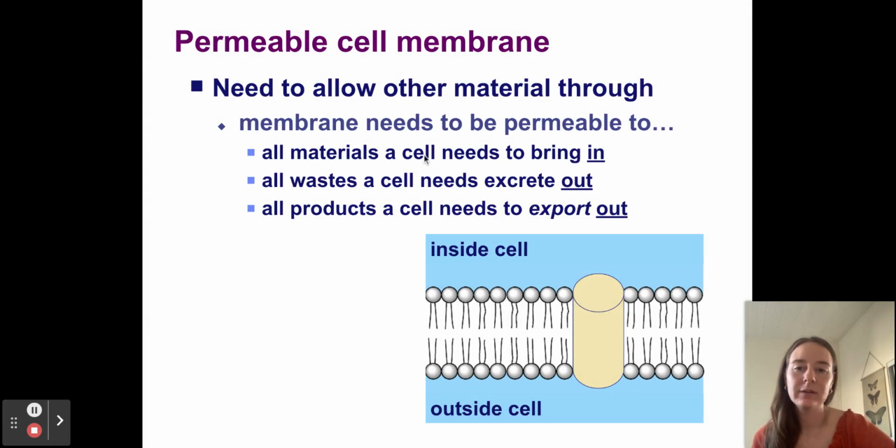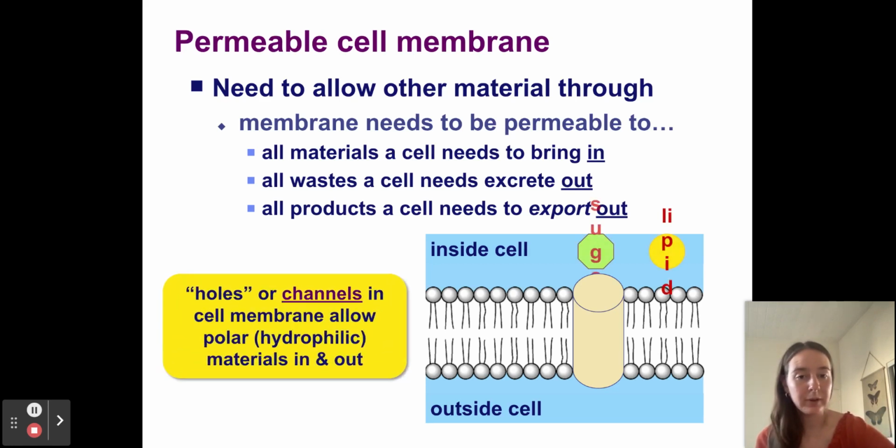So again, some things are brought in, some things are brought out. And also remember the cell is producing a product. It's producing lots of proteins inside through the endomembrane system. And so it needs to excrete or export out products as well. So how do we do that?